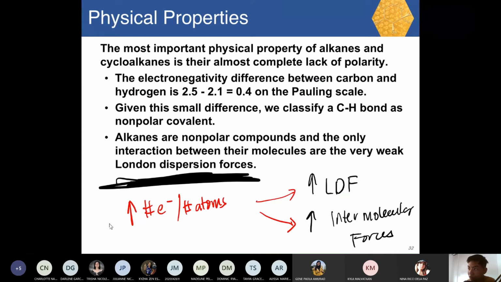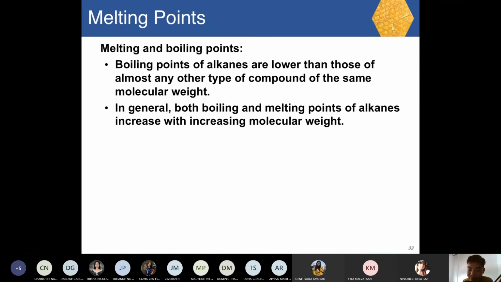Basically, the higher the number of electrons, the higher number of atoms, the higher London dispersion forces, and the higher intermolecular force you will have, no? Ibig sabihin, mas mataas yung kanilang melting point and the boiling point. Okay?